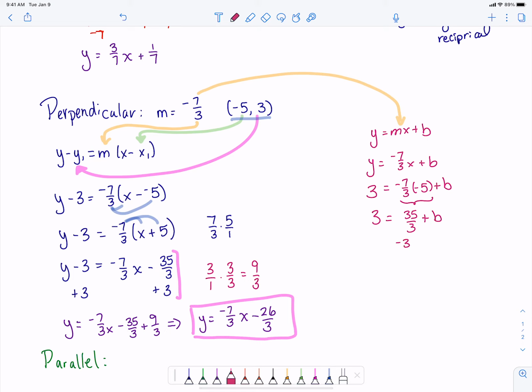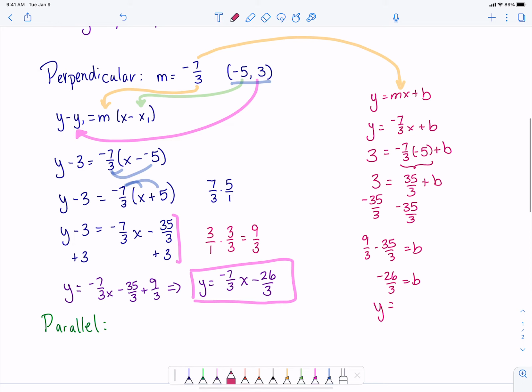And then to solve for b, we just have to subtract 35/3 from both sides. If you look at what we have here, we have 3 minus 35/3. What do we have back over here? We have negative 35/3 plus 3. It's the exact same thing. So we're doing all of the same operations. Nothing is really any different at all. It's just that the signs are a little bit swapped while you're doing the operations, but we still ended up with the same y-intercept.